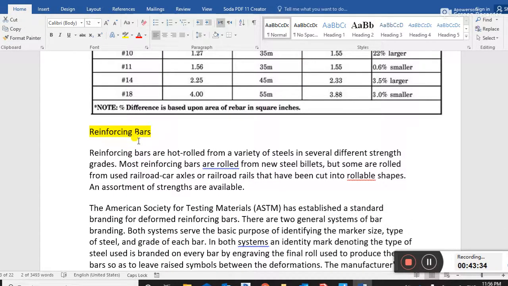Guys, reinforcing bars are hot rolled from a variety of steel and several different strength grades. Most reinforcing bars are rolled from new steel, but some are rolled from used railroad car axles or railroad rails that have been cut into rollable shapes.